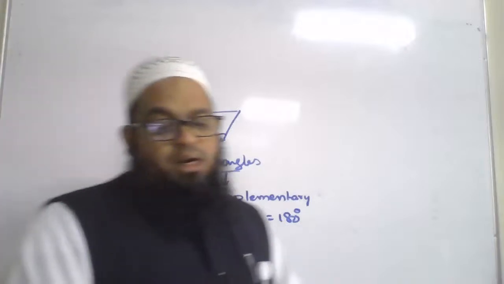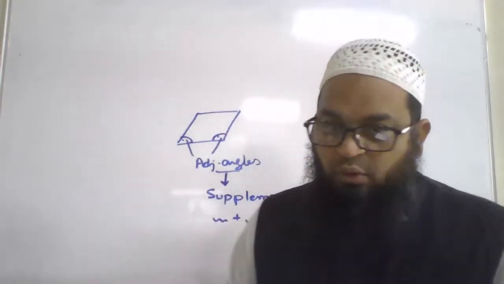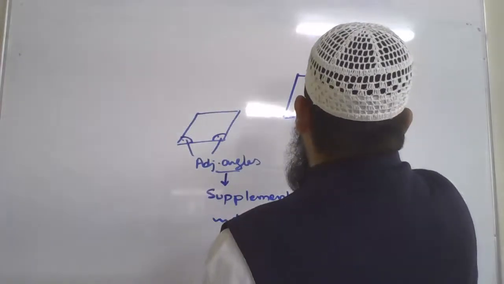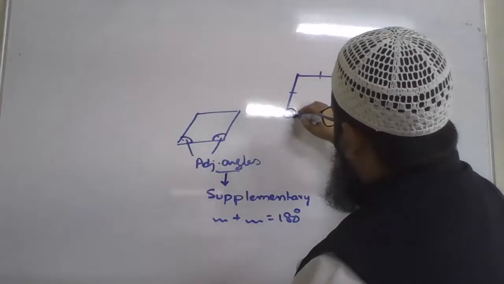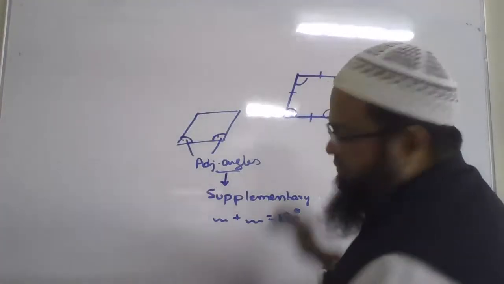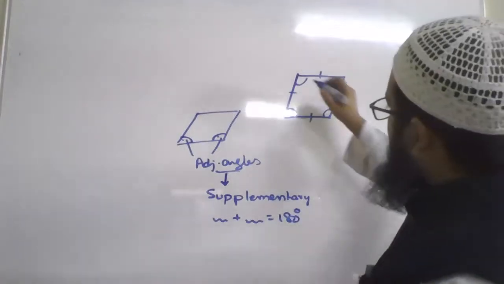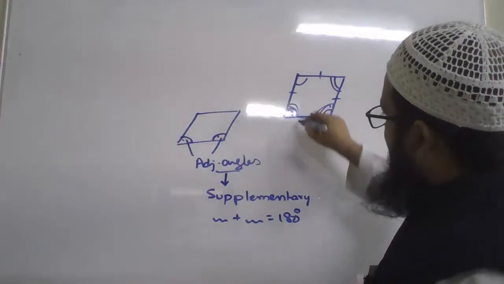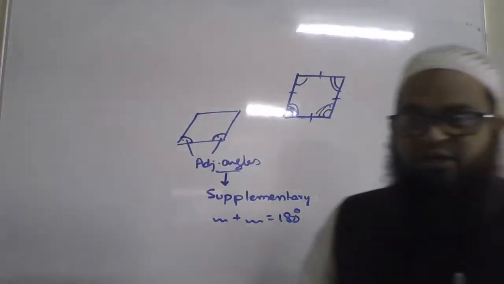Good. And now, a rhombus has all its angles equal. So what is a rhombus? A rhombus is a parallelogram whose sides are all equal. But are all the angles equal? What do you say about angles? The angles are not equal. They are different. Understood, my dear students?